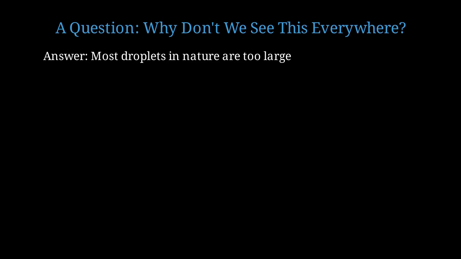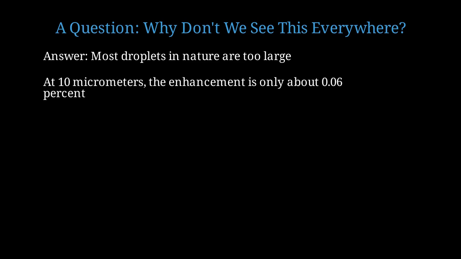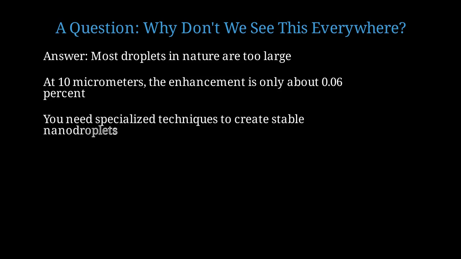You might be asking yourself, if this effect is so dramatic, why don't we notice it all the time in everyday life? The answer is that most droplets we encounter in daily life are much larger than the critical size. Raindrops, spray droplets, even fog droplets are typically tens to hundreds of micrometers in size. At 10 micrometers, the solubility enhancement is less than 1%. It's there, but it's too small to notice without precise measurements. Creating and maintaining stable nanodroplets requires specialized techniques like microfluidics, ultrasonication, or careful emulsification with surfactants. Nature doesn't commonly produce such small, stable droplets.